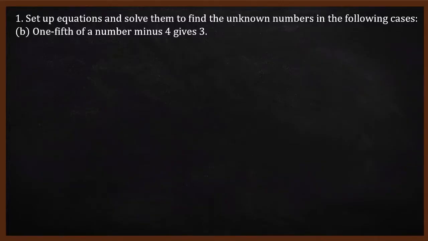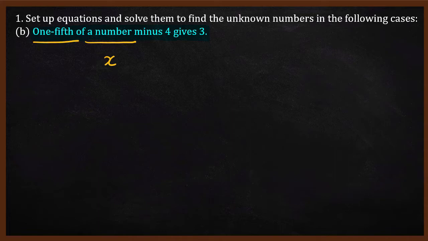Okay, now let's look at the second question. What is the second question? 1/5 of a number minus 4 gives 3. How do you do that? So again, let's look at what we need to find. We need to find a number which we don't know. So we start with x. You can use y, you can use n, you can use whatever you want, like I said in the previous example. But in this case, we are going to use x.